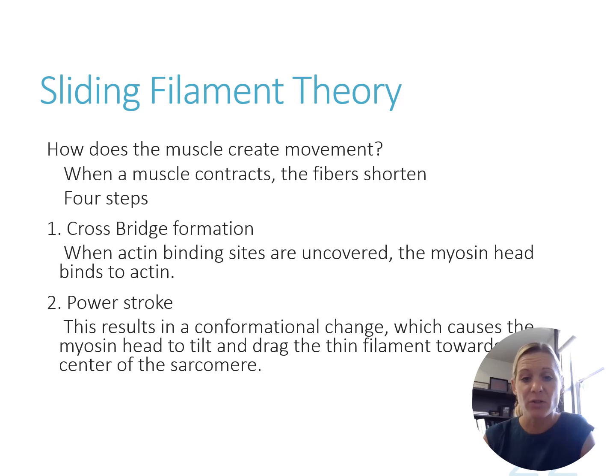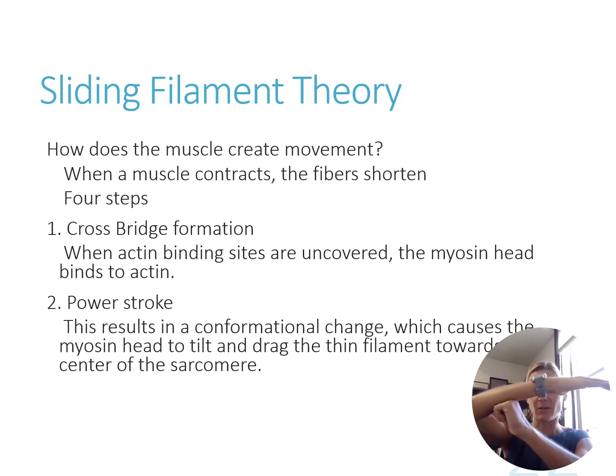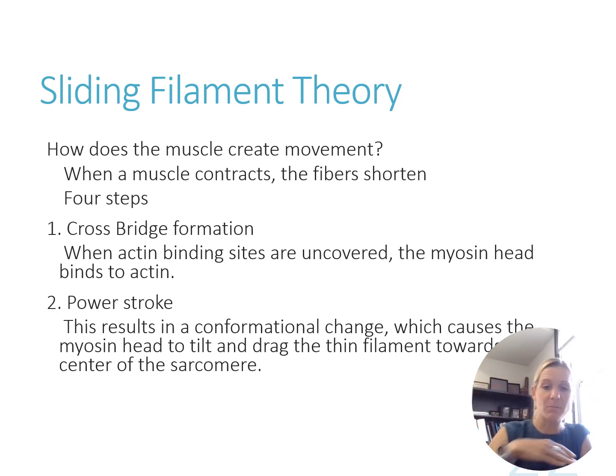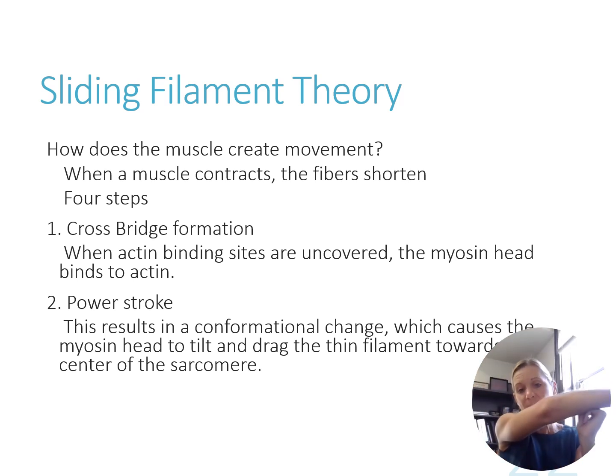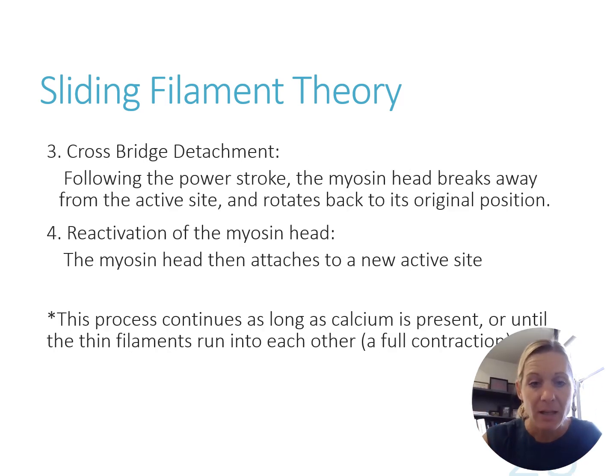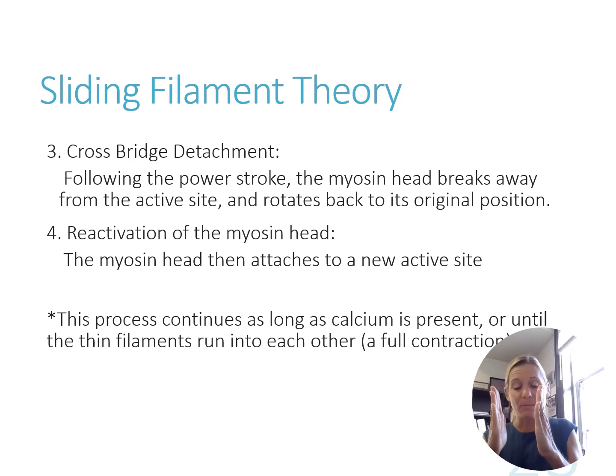So we're going to have cross bridge formation. This is when the actin binding sites are uncovered and the myosin head is going to bind onto the actin molecule. The next thing that's going to happen is called a power stroke. That myosin molecule is going to pull that actin forward, causing those thin filaments to slide together. Then once we've slid them together, the cross bridge will detach and reactivate and get ready for a new cycle.